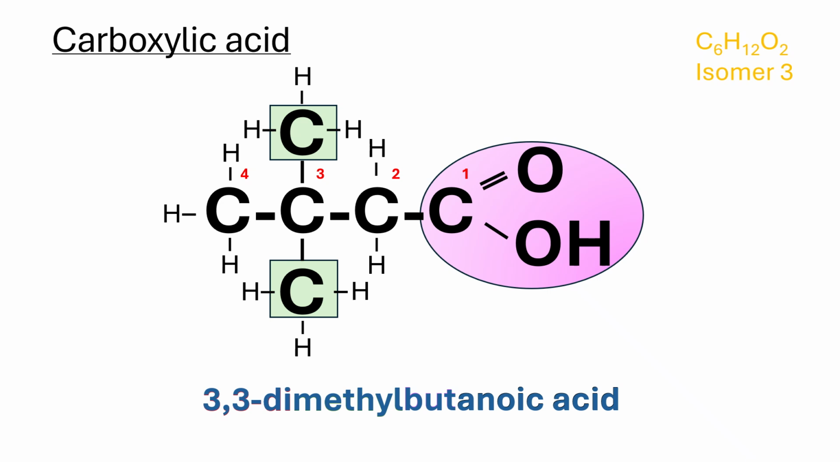I see so many students just putting 3 once, but you need to give a location of all side chains. So it's 3,3-dimethyl. And try to have a hyphen between the number and the letters. And if it's 2 or more numbers, try to have a comma between them.